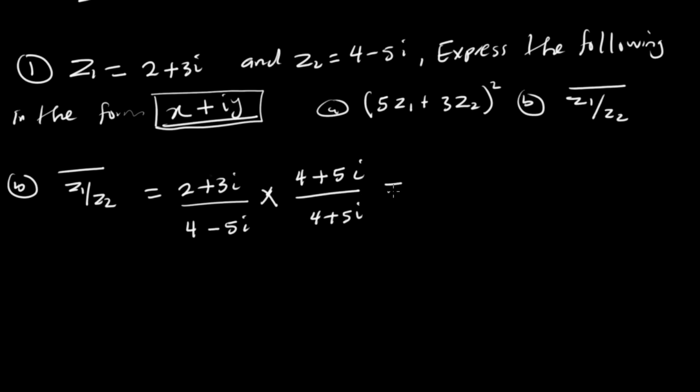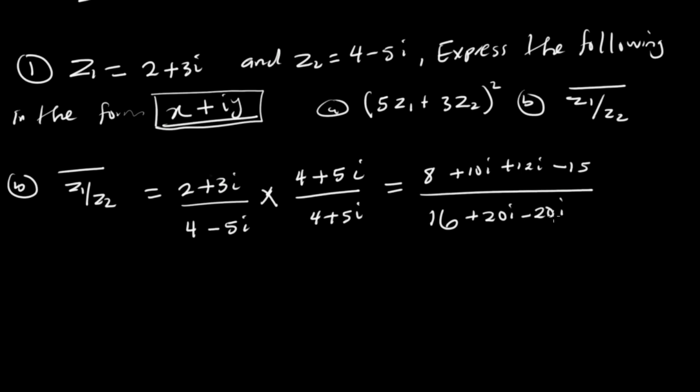So let's go on with this multiplication. We have 2 multiplied by 4, that is 8, plus 10i, plus 12i, and this will be minus 15. Divided by the same thing here, we have 4 multiplied by 4 is 16, plus 20i, minus 20i, plus 25, and then this cancels out. So we have 8 minus 15 is minus 7, plus 22i, over 16 plus 25, which is 41.